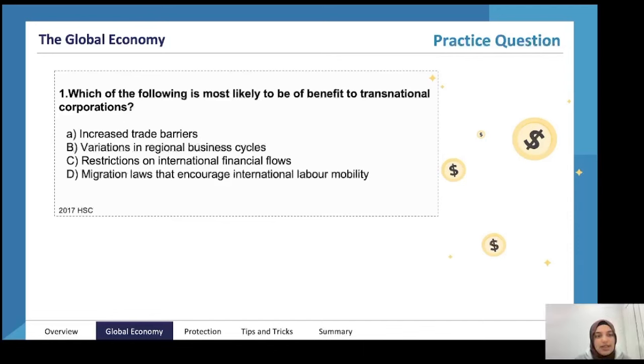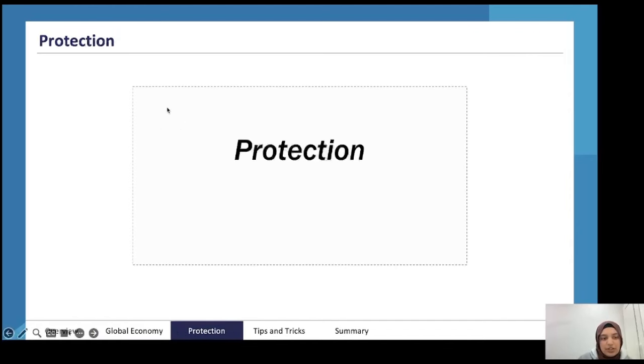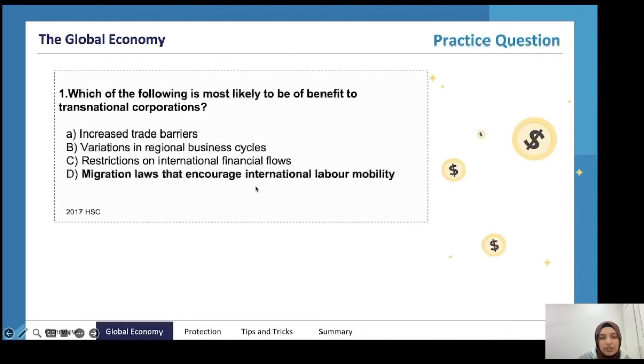Okay, let's go through the answer now. The answer for this one is D, migration laws that encourage international labor mobility. This is going to be of benefit to transnational corporations because when there is more labor mobility, they have more of an ability to employ labor that is skilled or labor that they essentially need. Because it allows a flow of movement, they can utilize that to their advantage. So that is the correct answer.